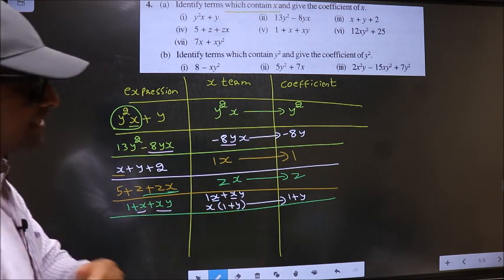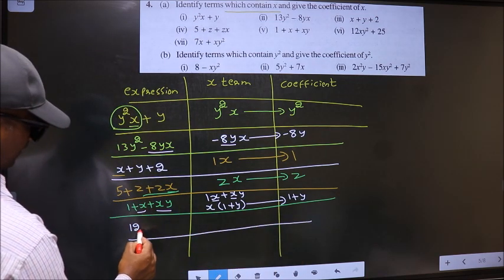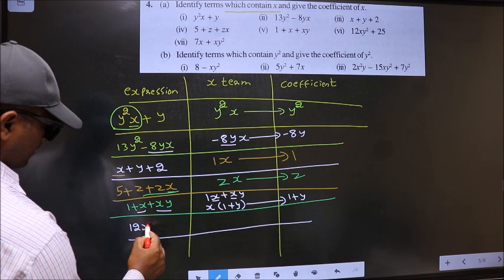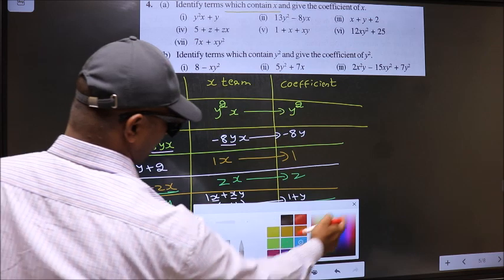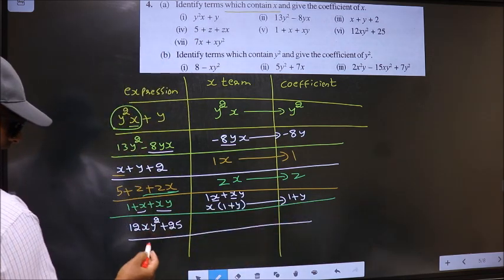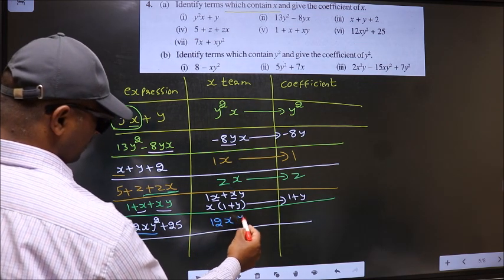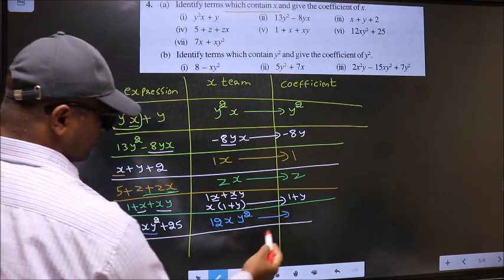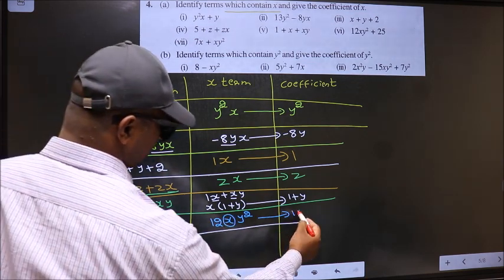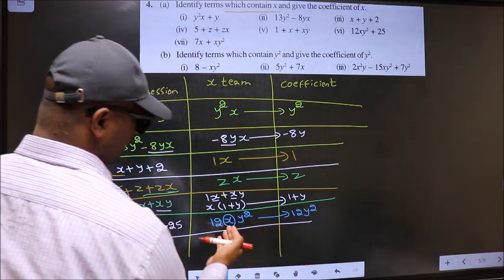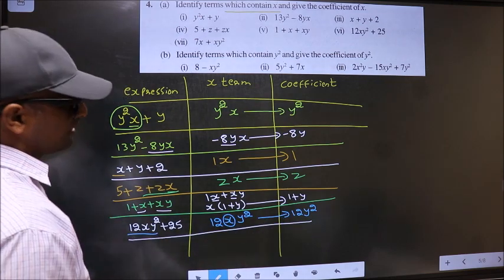Okay, next. 12xy square plus 25. Now in this, where do you have x? We have x here. So this is the x term, so you write that 12xy square. Now the coefficient is, leaving x, you write whatever is present, that is 12y square, whether it is before or after. Leaving x, write all in the coefficient.